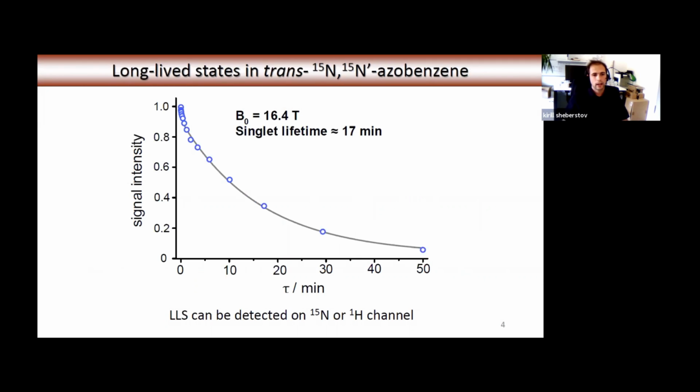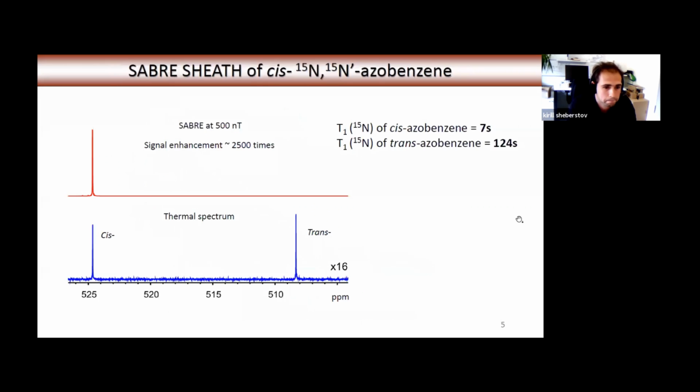Next slide, please. So the singlet lifetime of trans azobenzene is pretty unique because it has very long-lived lifetimes of 17 minutes at actually very high magnetic fields. Here you can see that at a field of 16.4 Tesla, it's 17 minutes. Another interesting feature is that because of symmetry of the spin system, this singlet state of N15 spins can be detected on the nitrogen-15 channel, but also on the proton channel, which makes this molecule probably very interesting for magnetic resonance imaging applications. Next slide, please. On the other hand, SABRE-SHEATH can be used for efficient hyperpolarization of this isomer.